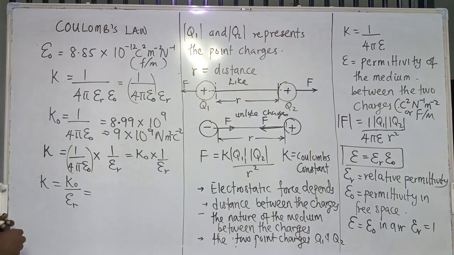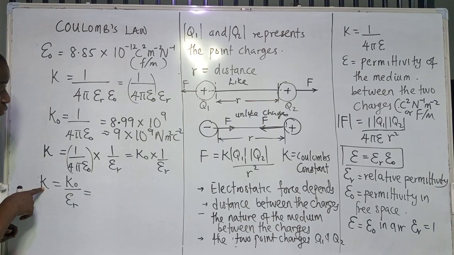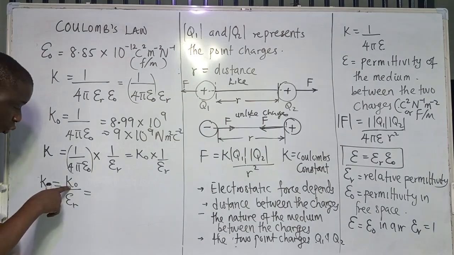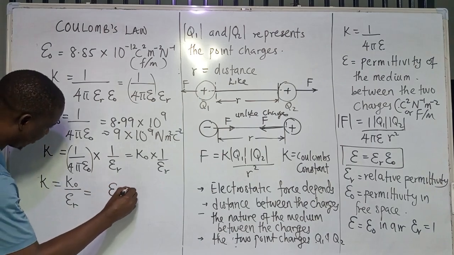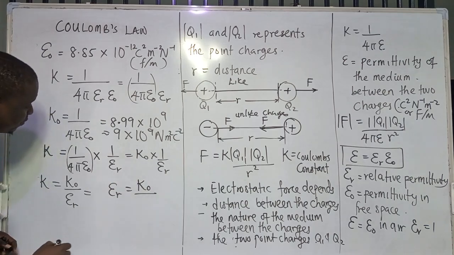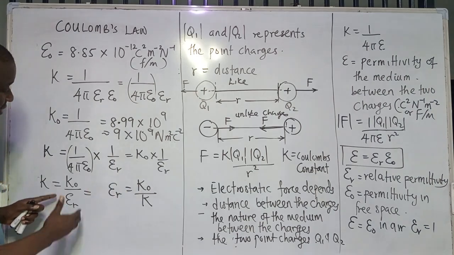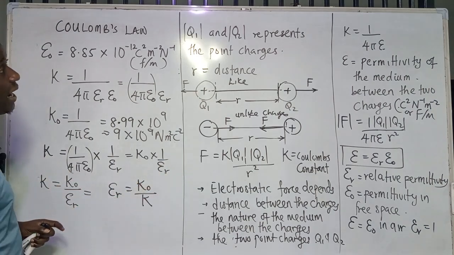So this is the relationship between K and K naught. K is the Coulomb constant in a medium, and K naught is the Coulomb constant in free space. So epsilon r is equal to the Coulomb constant in free space divided by the Coulomb constant in the medium, which is ordinary K. Now we have done that. Let us now work with what we have.